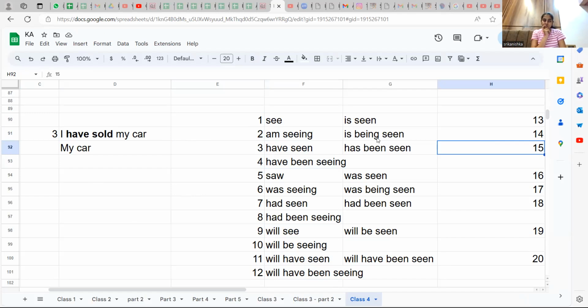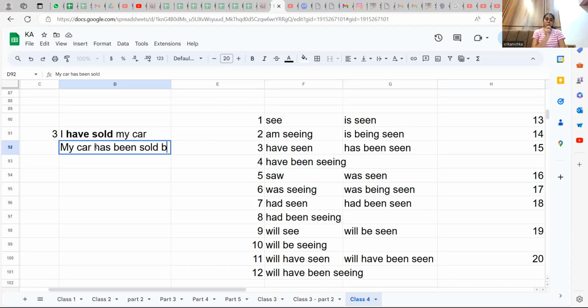Now, you tell me, my car. Look at the answer and you are going to change it. I have sold, right? I have sold. You have to change it to my car has been sold by me. So of course it is going to be sold by me. And if you want to stop like this, you can stop it, because we know that I am going to sell my own car.